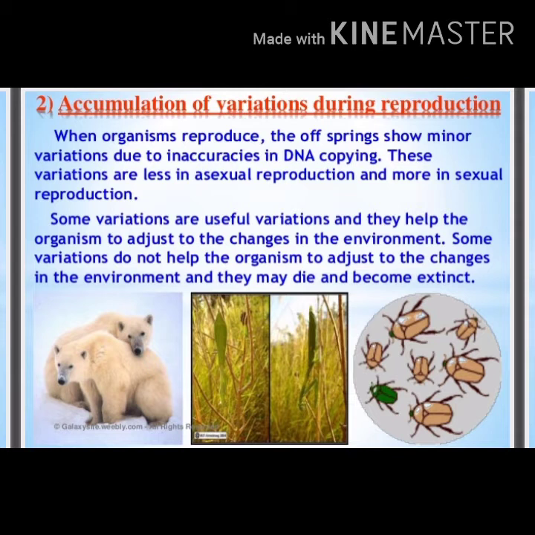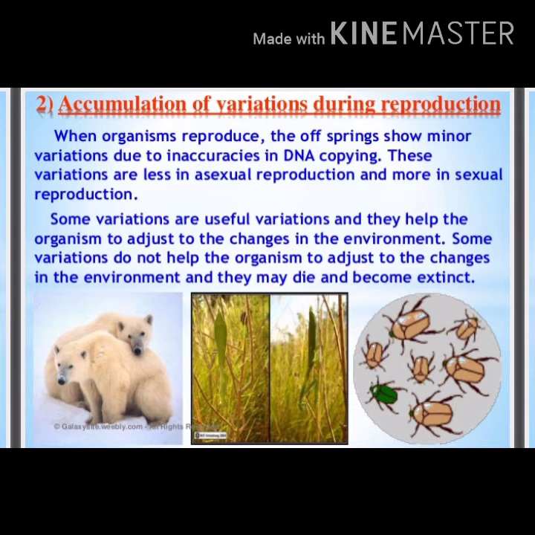Accumulation of variations during reproduction. Variations in organisms mainly occur during sexual reproduction because of mutations. Mutation means sudden changes or errors that happen during DNA replication. Mutation is the main cause of variation during sexual reproduction as well as asexual reproduction. Among sexual reproduction, what is the type of cell division? That is meiosis. During meiosis, what is happening? Crossing over of two genes is happening. You'll study in higher classes what this crossing over of genes is.